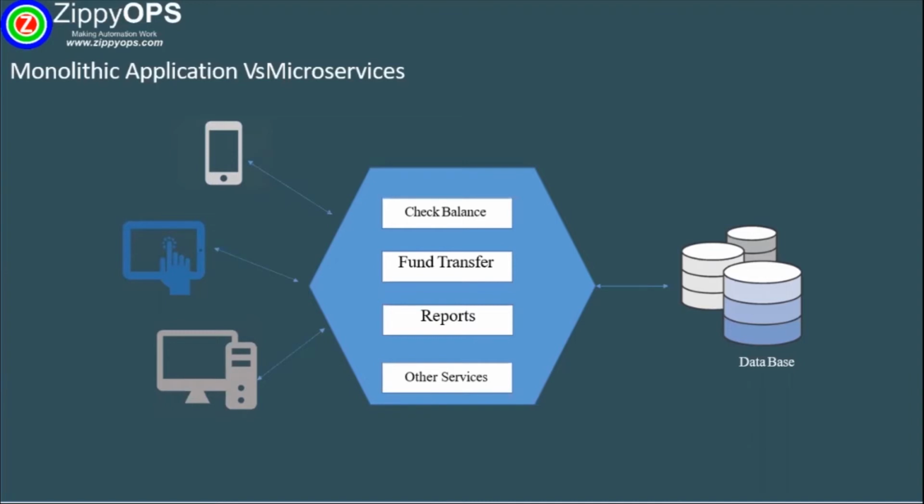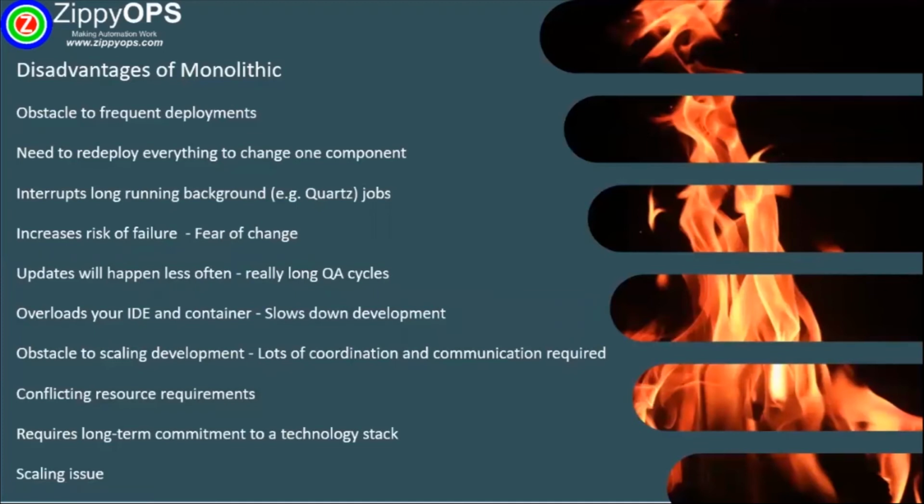So in that case, what happens? There was an issue only in the fund transfer application, but my complete application got impacted. So the risk of failure is higher on the monolithic application. This kind of risk also increases the number of deployments on the application. So as the risk is higher, you need to get lots of approvals, lots of testing needs to be done. So the changes will take a longer time. So this is the disadvantage.